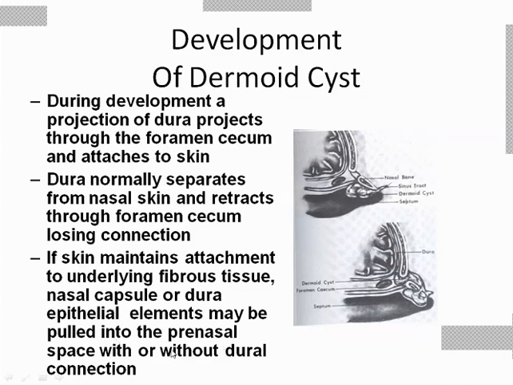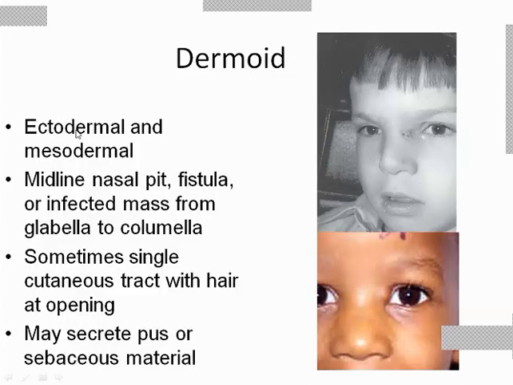It can be midline or paramedian, or just like a sinus with blackheads. That is the black hair also. You can see a tuft of hair coming out. It can present as a midline nasal pit, fistula, or infected mass from the glabella to the columella. It can occur anywhere between the glabella and columella.